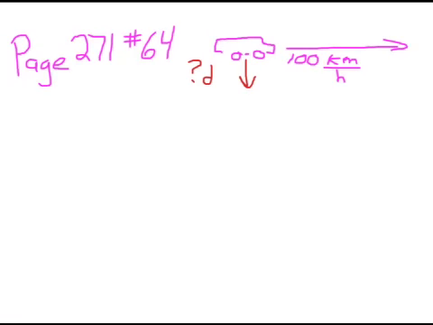Alright, we are doing page 271, number 64. The question asks, we have a compact car going 100 kilometers per hour. What height would we have to drop it from in order to reach that same speed?